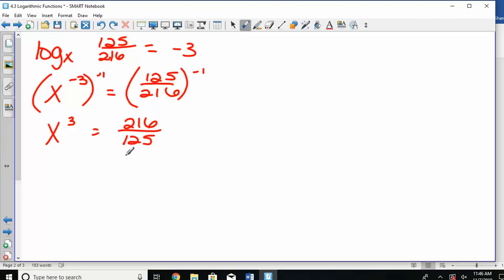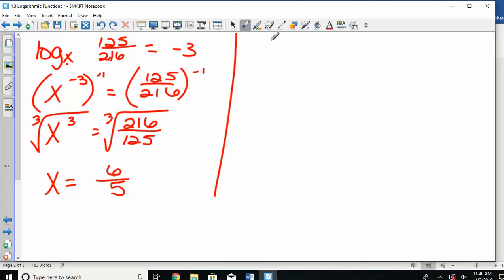Then to get rid of the cube, take the cube root. Cube root of 216 is what? And cube root of 125? So we get 6 over 5. Remember on these, the base and the argument both have to be positive. The only thing that can be negative is what it's equal to. Last problem.